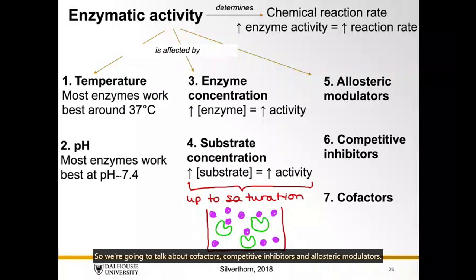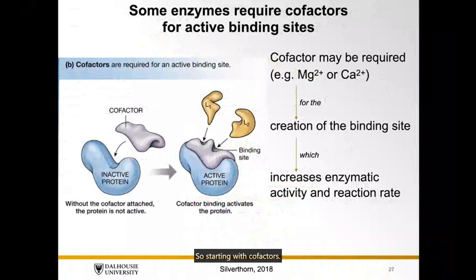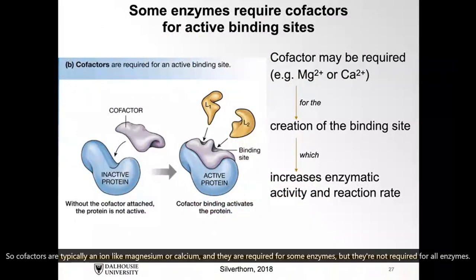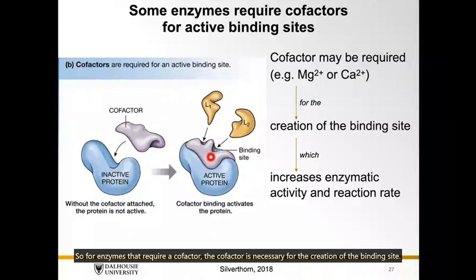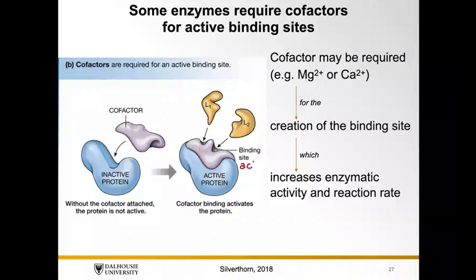So we're going to talk about cofactors, competitive inhibitors, and allosteric modulators. So starting with cofactors. So cofactors are typically an ion like magnesium or calcium. And they are required for some enzymes, but they're not required for all enzymes. And let's focus on the cartoon here, okay? In blue, we have the enzyme, and in purple, we have the cofactor. So for enzymes that require a cofactor, the cofactor is necessary for the creation of the binding site. Another way of saying binding site is active site.